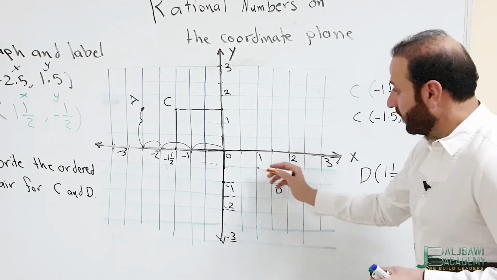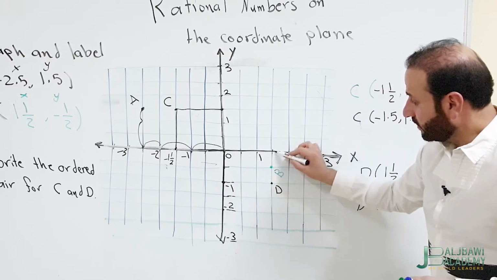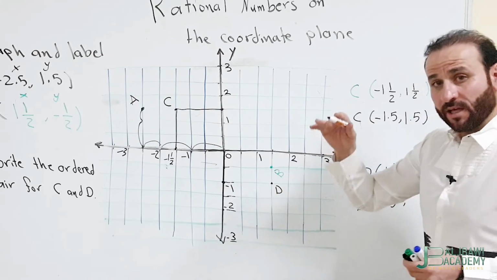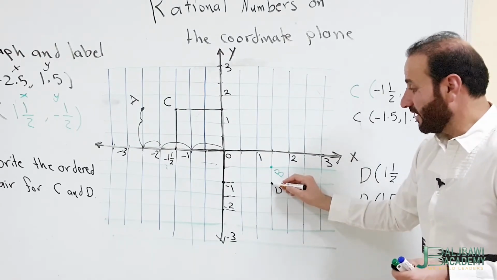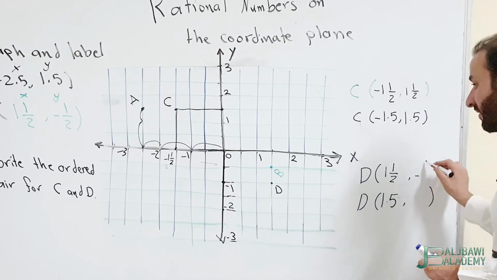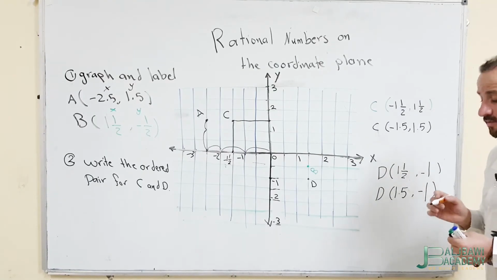Now, how many units do I go down to reach D? It's 1 unit. 2 squares represent 1 unit. But because I go down, it's negative. So the y coordinate is -1.